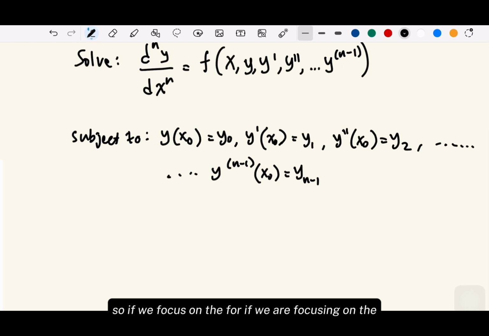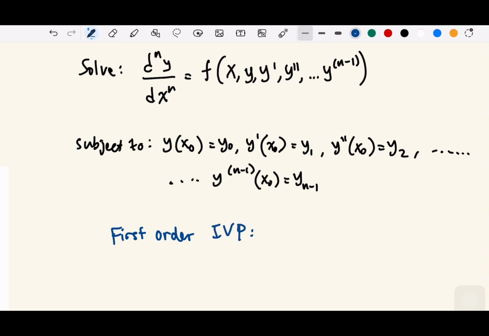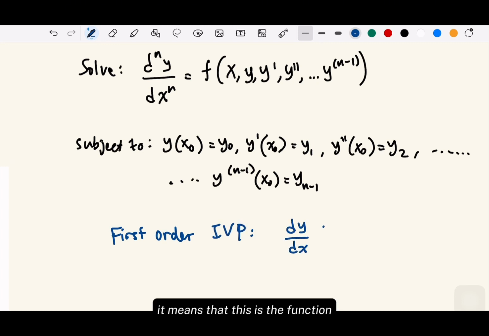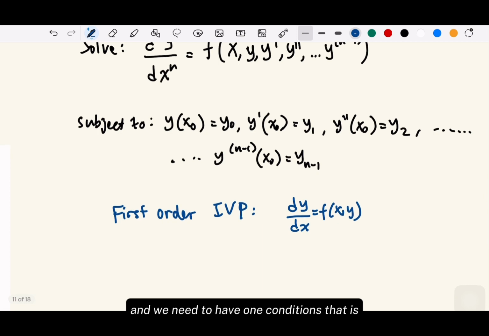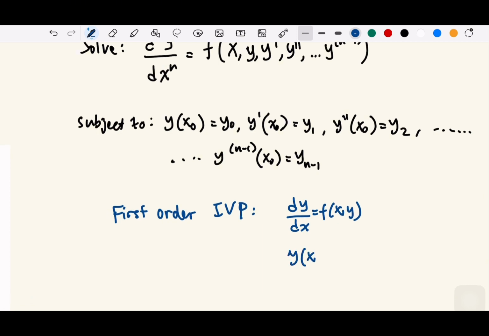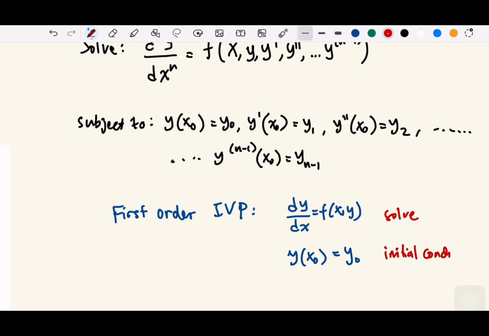So if we are focusing only on first and second order, if we have the first order, it means that this is the function, and we need to have one condition. So solve this, and then this is the initial condition.